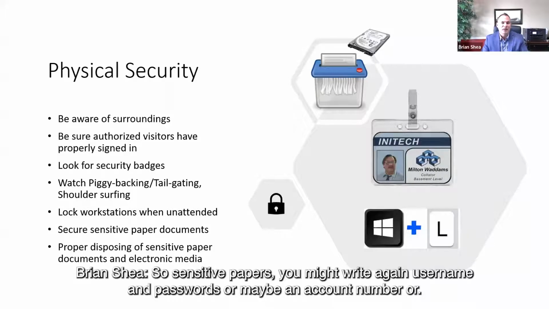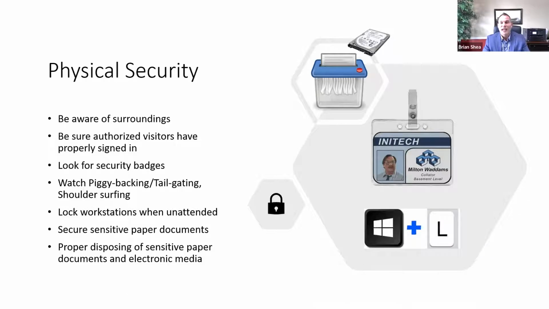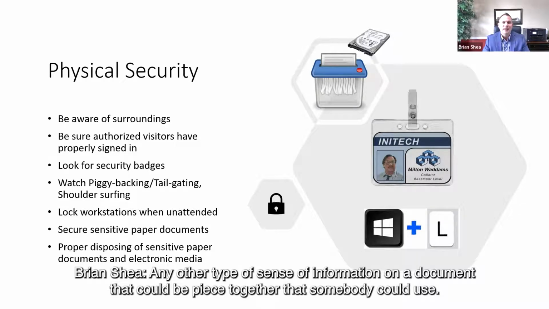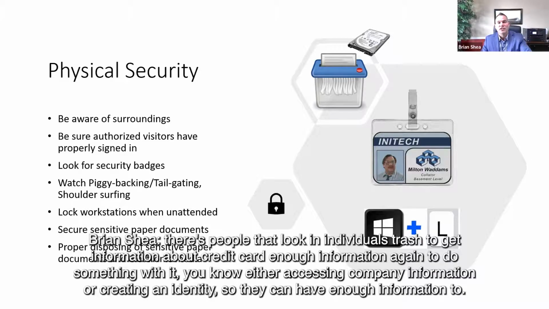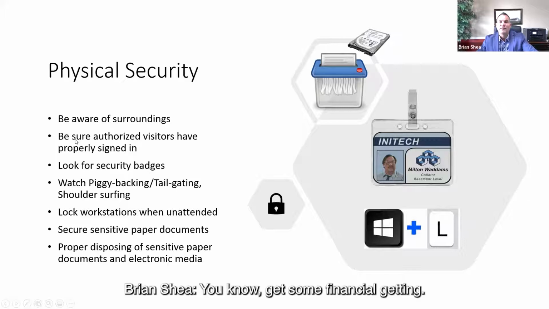So with sensitive papers, you might write, again, usernames and passwords, or maybe an account number, or any other type of sensitive information on a document that could be pieced together that somebody could use. This, again, may not be as common a risk, but there are people that look in people's trash in office complexes to get information. There are people that look in individuals' trash to get information about credit cards, enough information, again, to do something with it, either accessing company information or creating an identity so they can have enough information to get some financial gain.